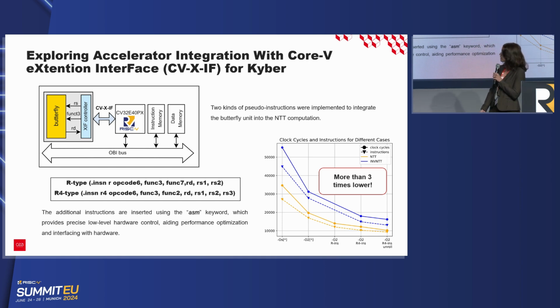And what we have obtained by adding two different kinds of instruction, the R type and the R4 type, has been a reduction of 3 times the number of clock cycles and instructions by simply adding a single instruction and by simply adding an accelerator with these interfaces.